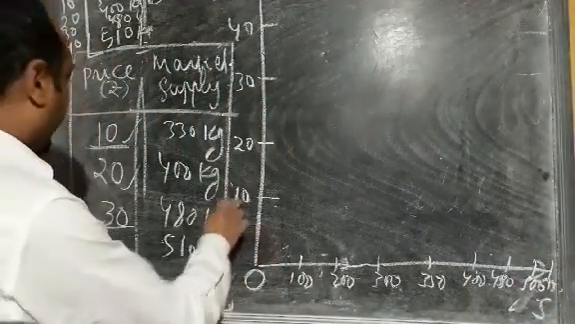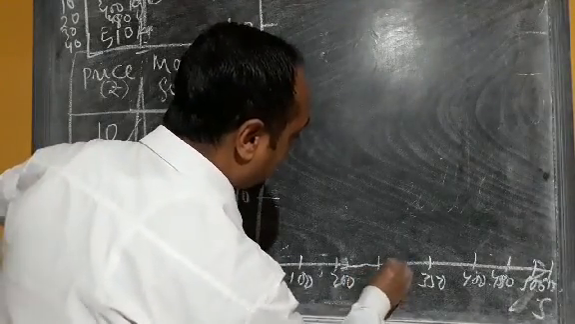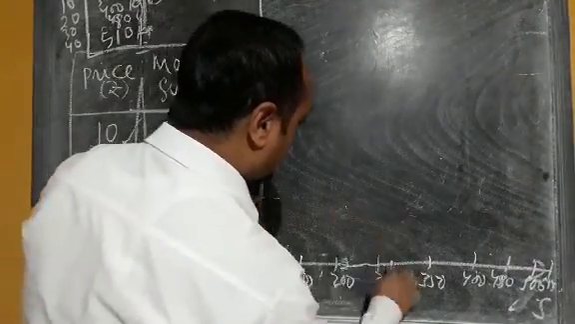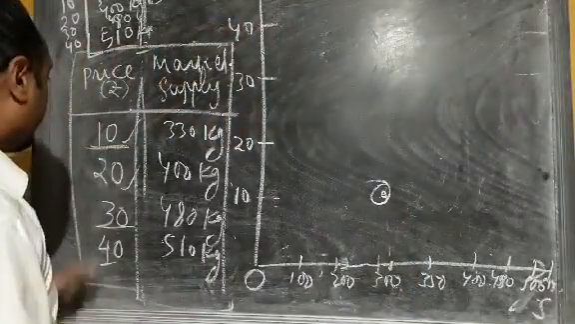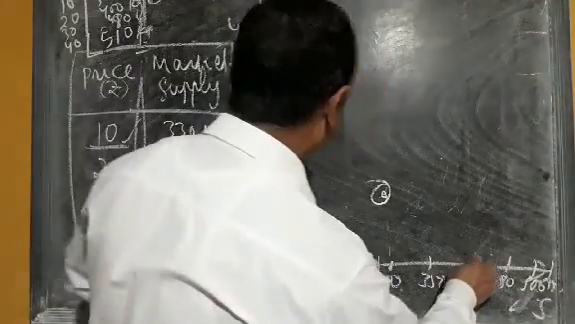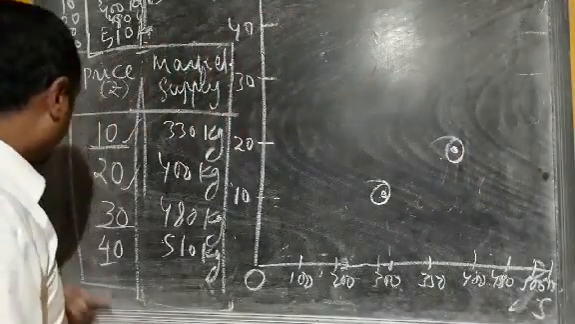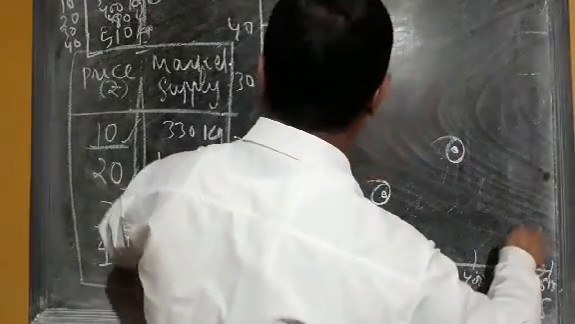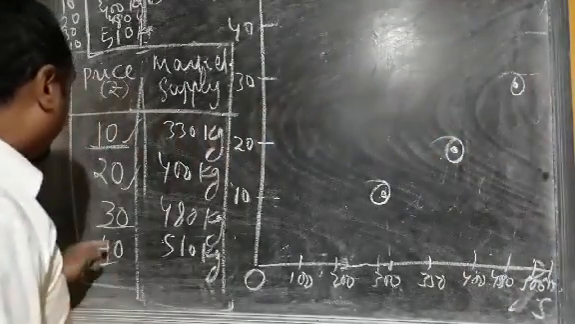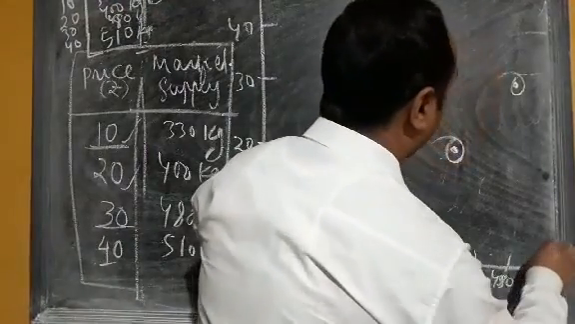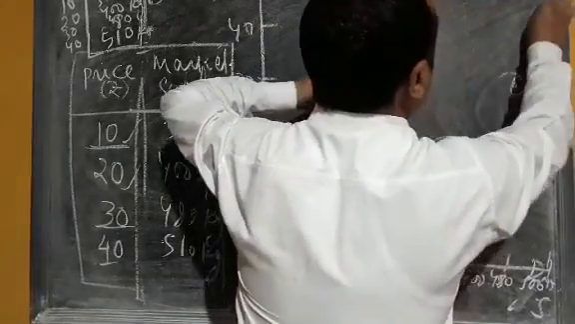Now at price 10, quantity supplied is 330. So where is 330? 330 will be somewhere here. So price 10, quantity supplied is 330, plot it here. Now at price 20, 400. 400 is here. Now at price 30 we have 480. 480 is here. Now at price 40 we have 510. Suppose this is your 510. Price 40, 510. This is our point.